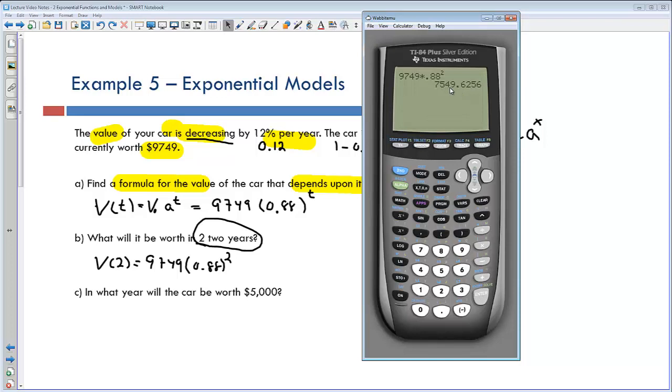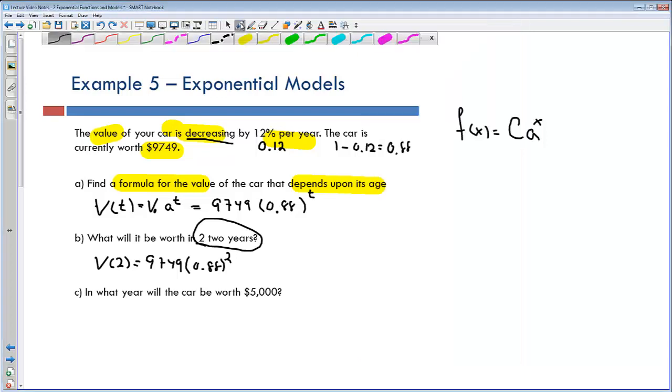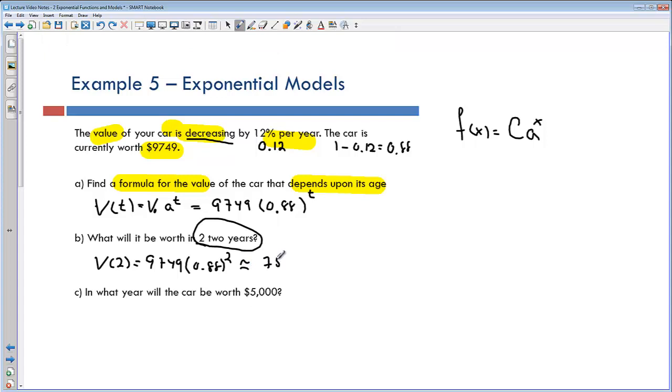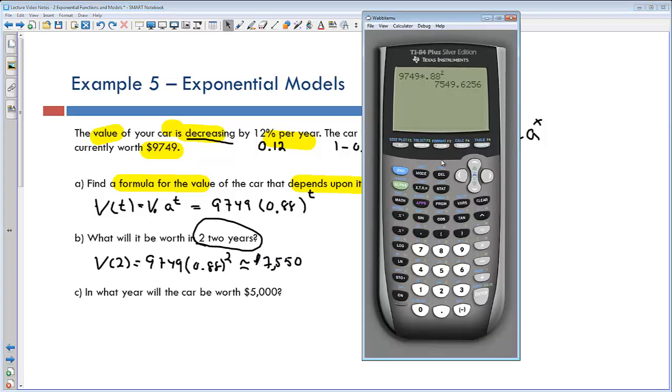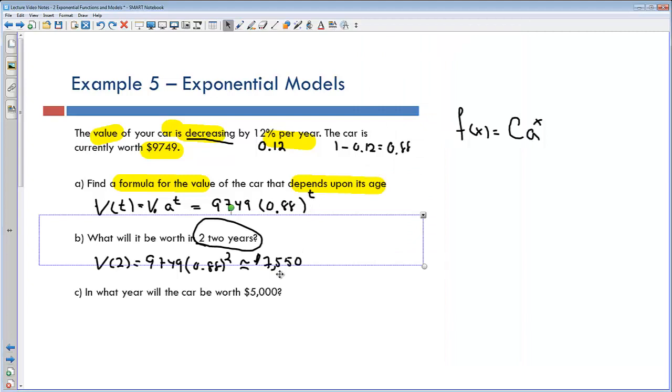$7,549.63. So let's just round this to the nearest dollar. So let's say approximately $7,550. I think that's what I said, right? Let's check. So $7,550 if we round to the nearest dollar. All right, so that's my answer for this one.